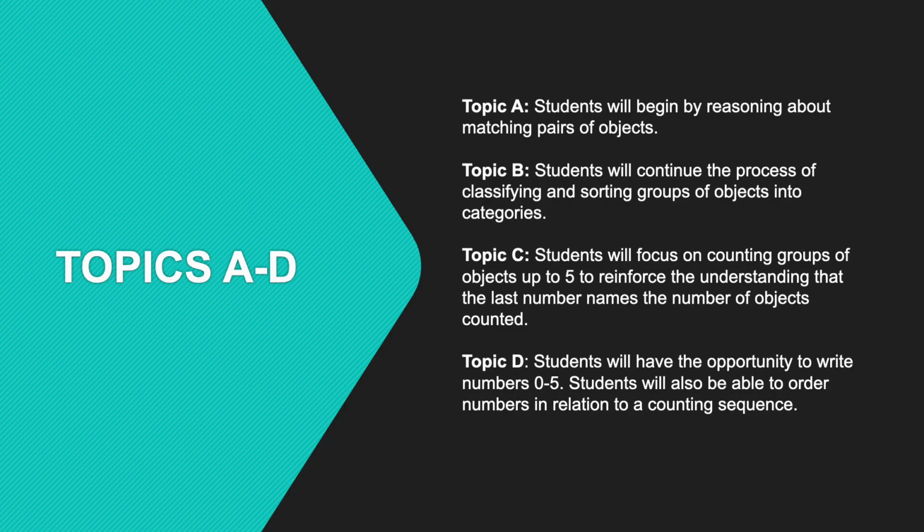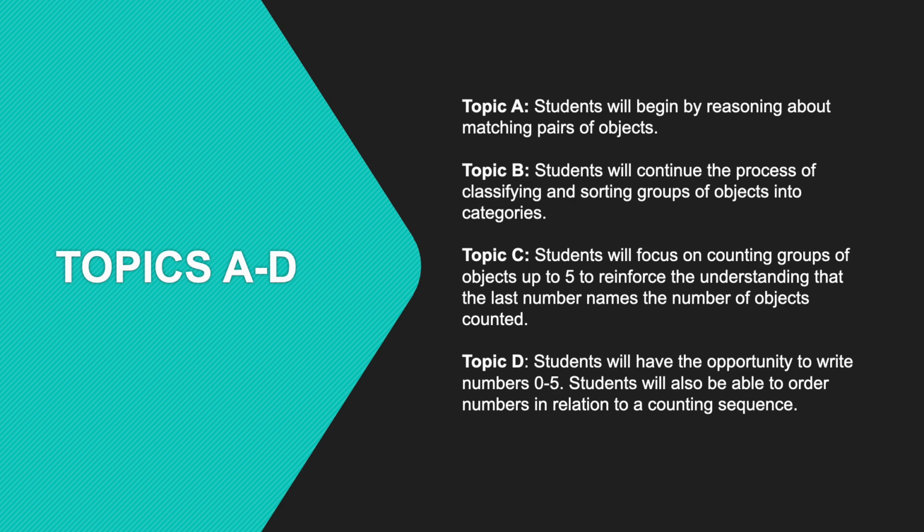Below is a list of the 8 topics that the students will focus on. In Topic A, students will begin by reasoning about matching pairs of objects. In Topic B, students will continue the process of classifying and sorting groups of objects into categories. In Topic C, students will focus on counting groups of objects up to 5 to reinforce the understanding that the last number names the number of objects counted.